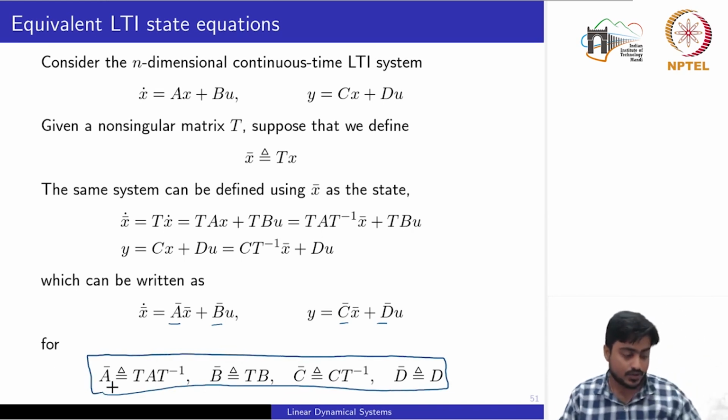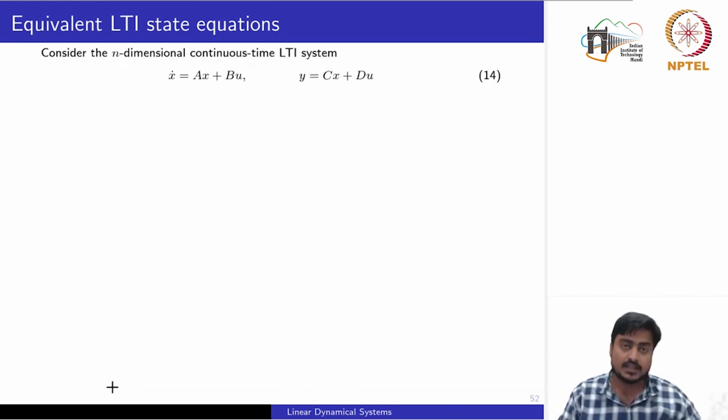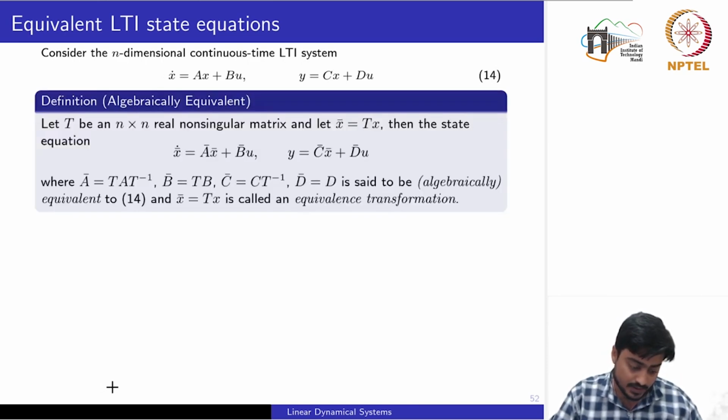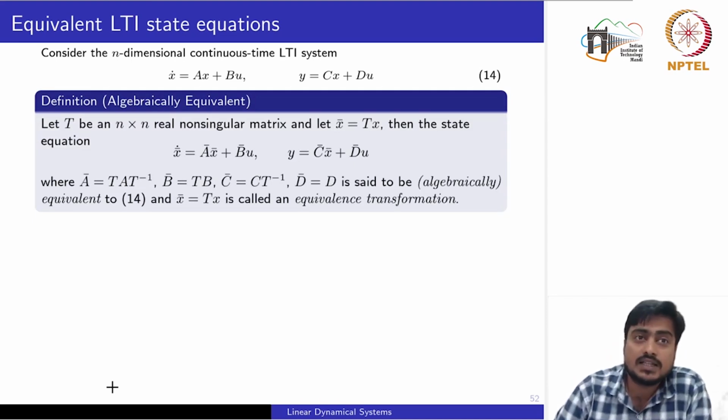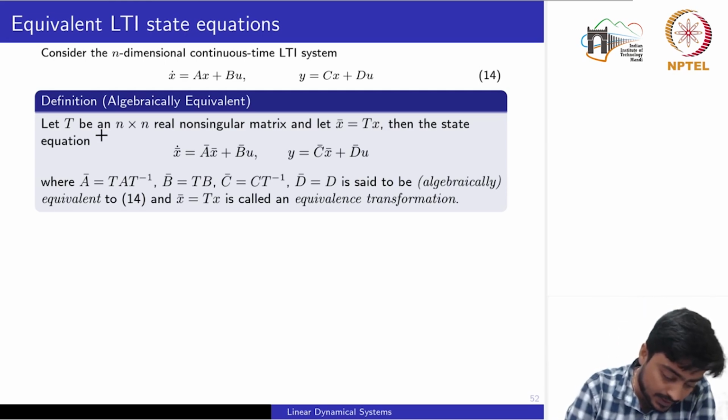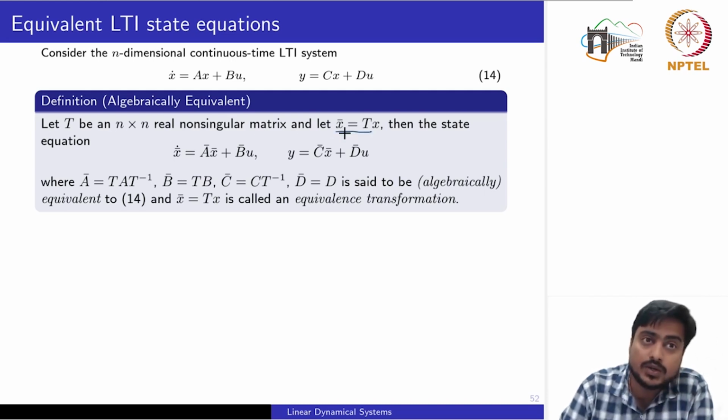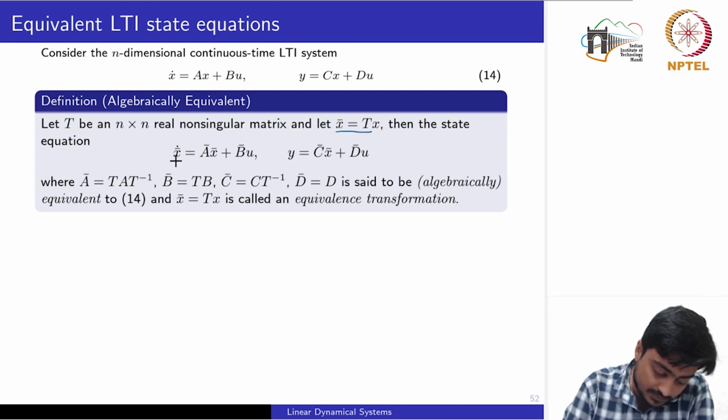Now let's define this formally. Consider again this n-dimensional continuous time LTI system given by the same equations. First of all, we give the definition of algebraic equivalence. Let T be an n cross n real non-singular matrix, and we define X bar equal to T into X. Then the state equation is defined by another state space representation A bar, B bar, C bar, D bar, where all of these satisfy these relations.